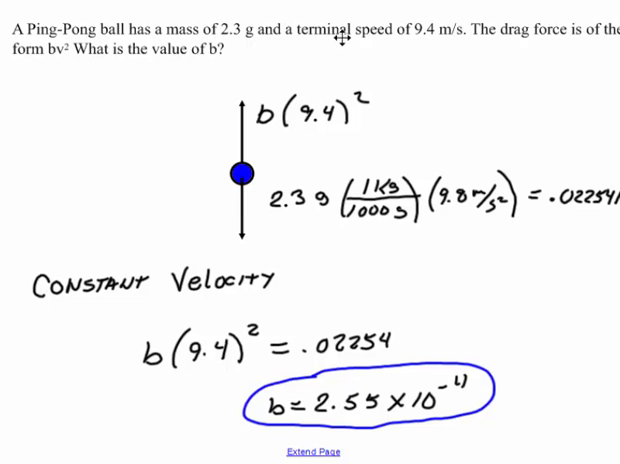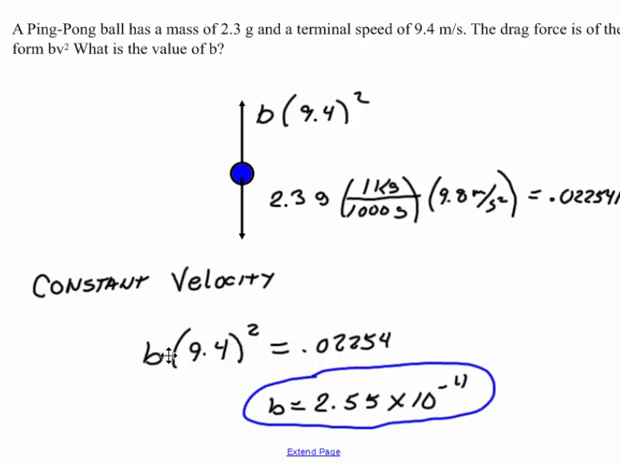Anytime you reach terminal speed, the summation of forces in the y direction must equal 0. So here I drew a free body diagram. I went ahead and did mass times gravity here. That gave me 0.02254 newtons. I took BV squared and set it equal to that going up.